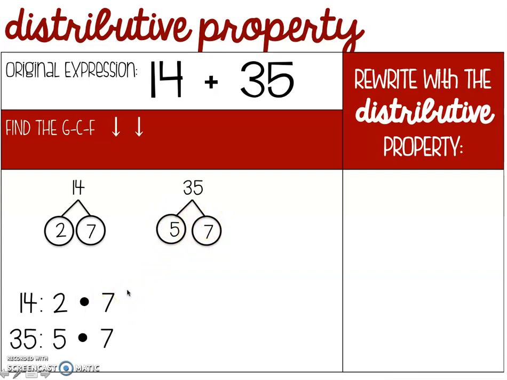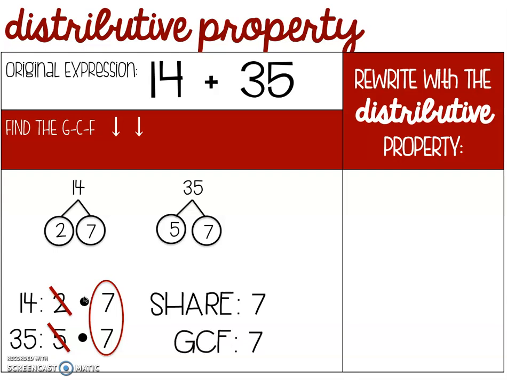Now we need to figure out what these two numbers share. We can see that they don't share a 2. They don't share a 5. However, they do share a 7. And if two numbers only share one factor, then that number is our GCF. So the GCF of 14 and 35 is 7.